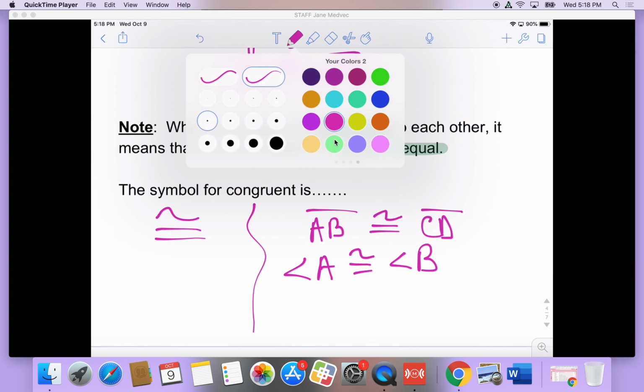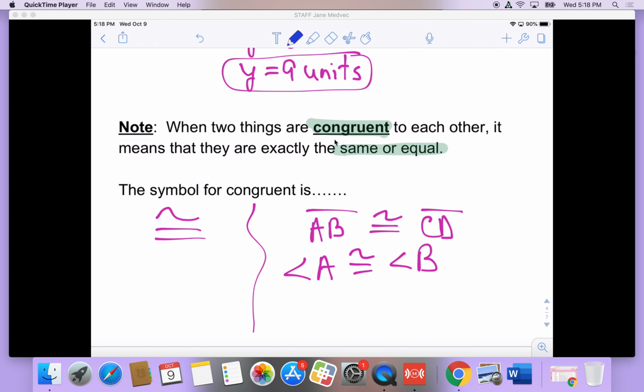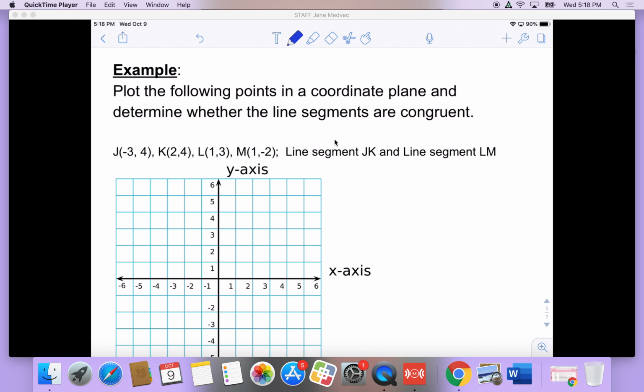When we look at equality and talk about equals, I would say 3 is equal to 3. Or I could say the measure of angle A equals the measure of angle B. Notice the difference. I'm actually dealing with a measure or a number for equality, and I'm working with symbols when I'm looking at congruence. All right, here's an example.